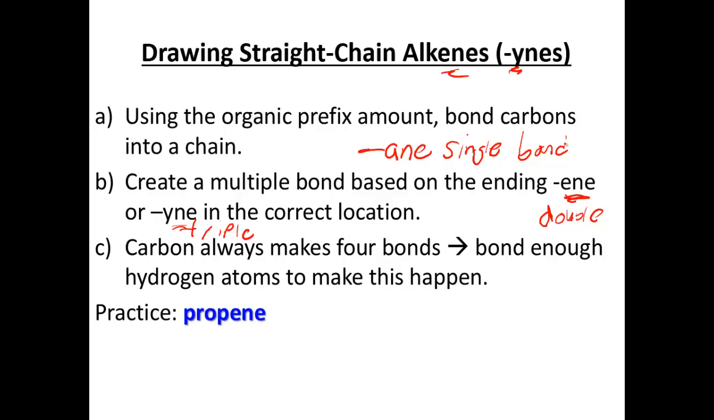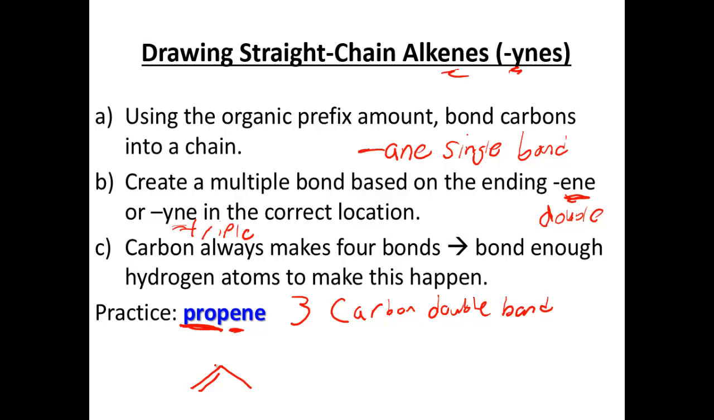So when we look at all these, carbon always makes 4 bonds, so we're going to have enough hydrogens to make everybody happy. So our first example, propene. Prop, beginning there, is a 3-carbon chain. And then ENE means we're going to have a double bond. So when we make propene, we have 1, 2, 3 carbons, and we're going to have a double bond associated with it.